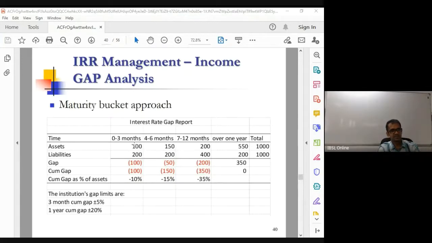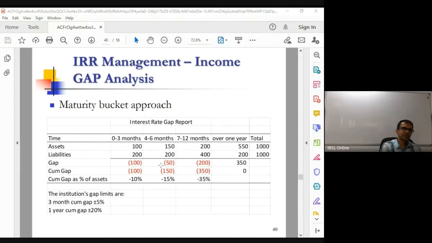So there are 100 million assets maturing between 0 to 3 months and liabilities of 200, so the gap is 100. Likewise, for each time bucket, the value of assets and the value of liabilities are given. Assume in this balance sheet we have only rate sensitive assets and rate sensitive liabilities. So the totals are matched, the balance sheet is balanced. Then the gap for each period.